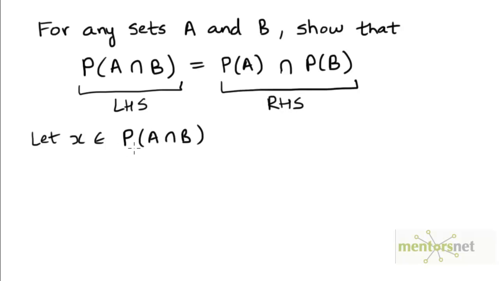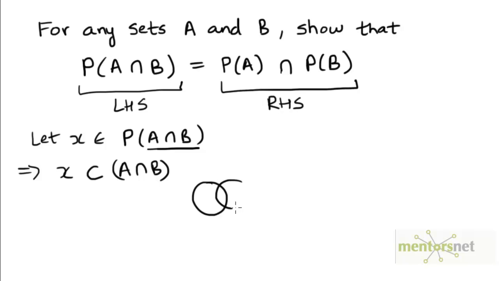Let X belong to the power set of A intersection B. Now the power set of any set is the set of all subsets of this set. So if X is an element of the power set of this set, this means that X is a subset of this set, because the elements of the power set are subsets of that set. Now if X is a subset of A intersection B, so A intersection B is the set of elements that are common to both A and B, and if X is a subset of this, maybe it's a small subregion of A intersection B, X must be a subset of A and X must be a subset of B. This means X must be a subset of A and X must be a subset of B as well.